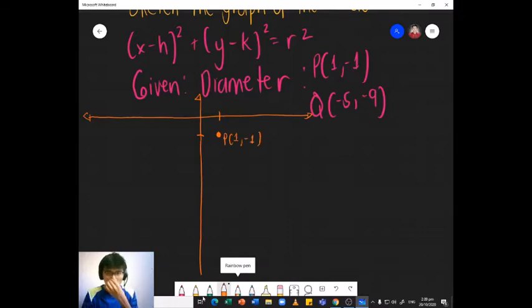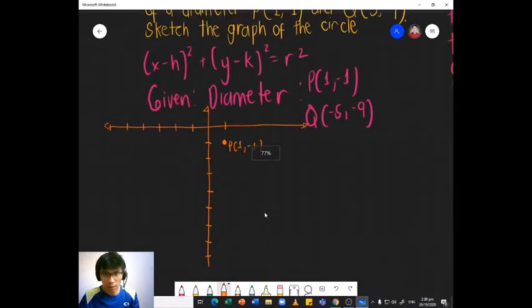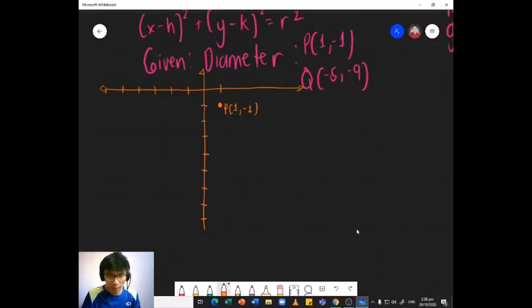How about point Q? That is negative 5, so that is 1, 2, 3, 4, 5, and negative 9: 1, 2, 3, 4, 5, 6, 7, 8. I need more space here. There you go, and this is the ninth one. Most probably it is located here. This is 1, 2, 3, 4, 5, and 1, 2, 3, 4, 5, 6, 7, 8, 9. I'm just making sure that I really counted it right. So this is our point Q, negative 5 and negative 9.